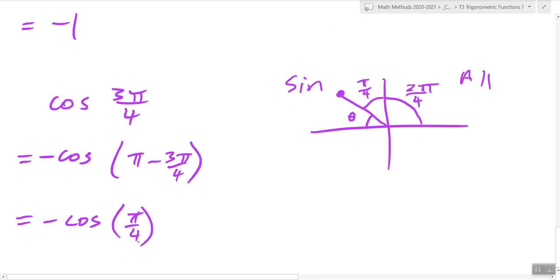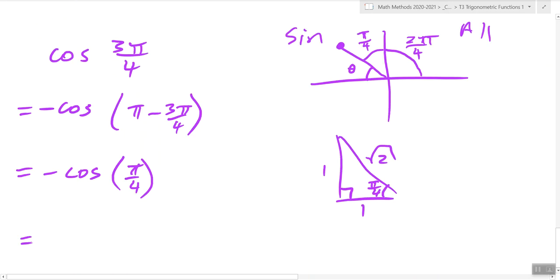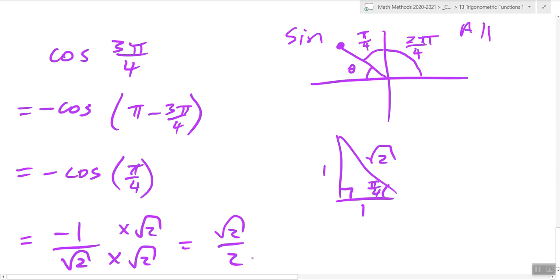Does that make sense? Yep. Now I use the standard or special triangle. Pi over 4. And the answer is, someone? So it's negative 1 over root 2 if we use SOHCAHTOA. And we don't like the roots on the bottom, so we multiply by the root on the top and bottom to get root 2 over 2. Don't forget to carry the negative all the way through. It's a very common error.